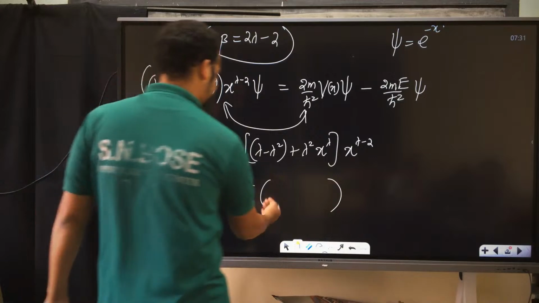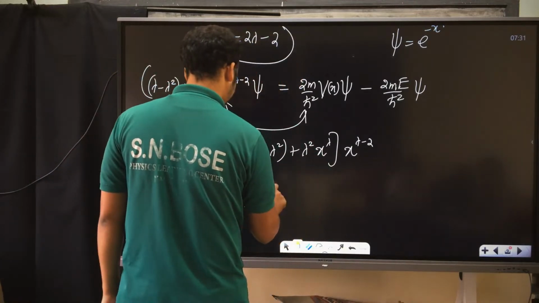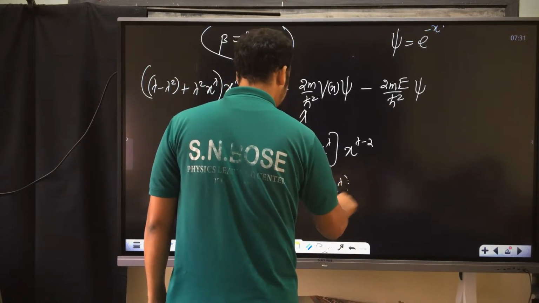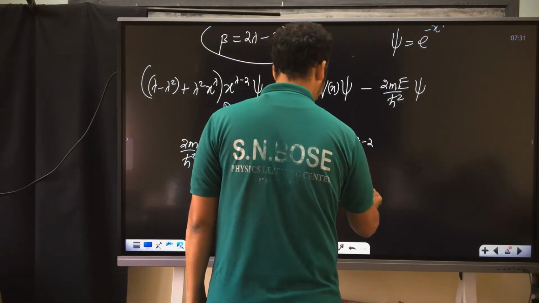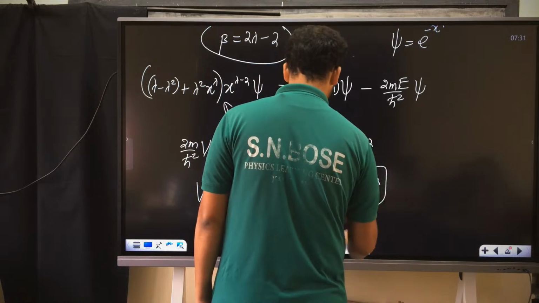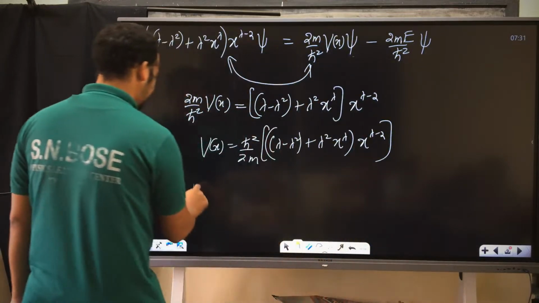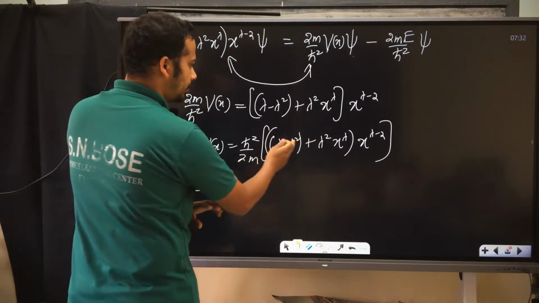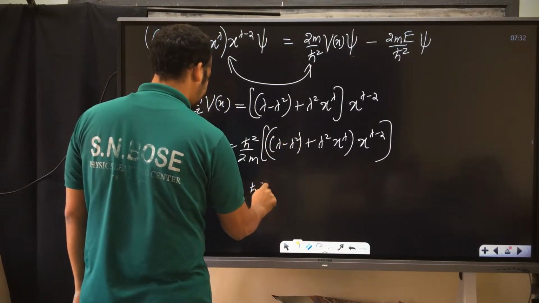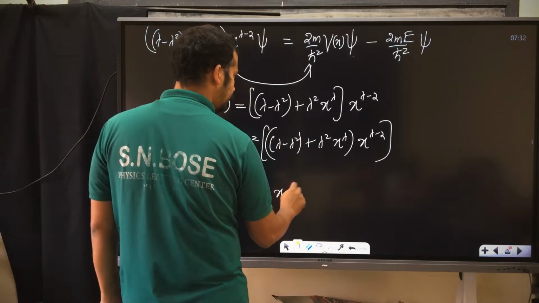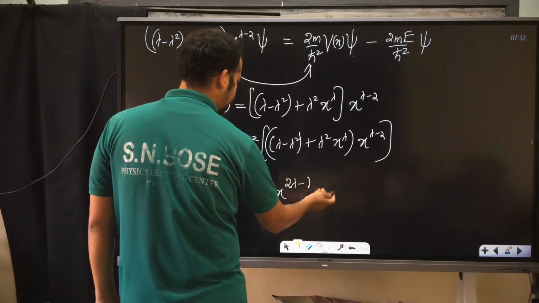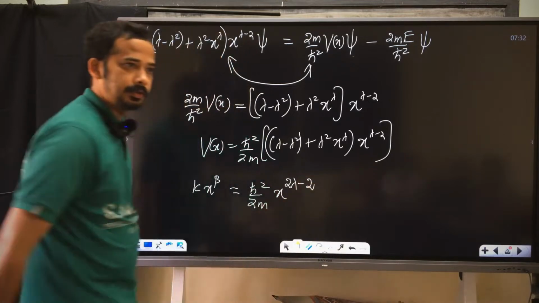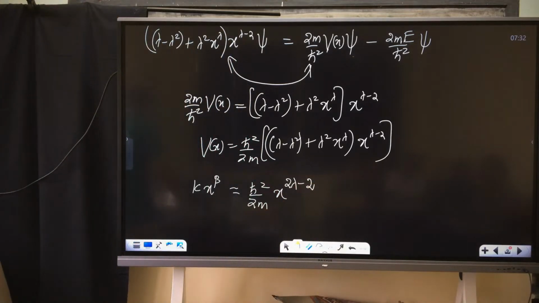Is that okay? Lambda minus lambda square plus lambda square x power lambda, multiplied with x power lambda minus 2. So for large x value, this can be neglected, and V of x is h bar square by 2m x power 2 lambda minus 2. That works. This idea works. Do it again.